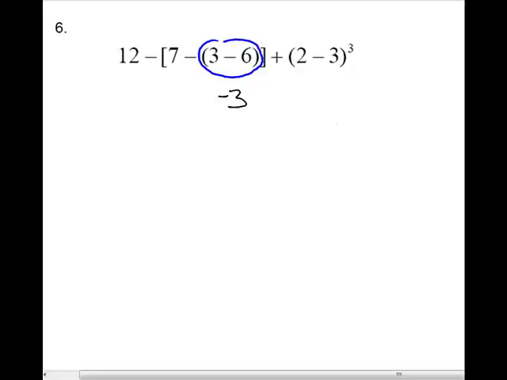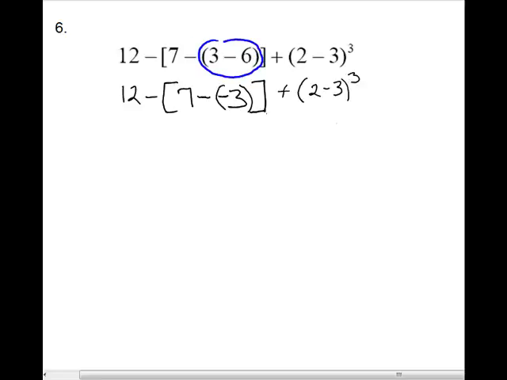Check around your parentheses. There's no exponent. There's nothing right here beside it. So you could take the parentheses off. We'll keep the bracket. Notice what else you have in there, though. You have 7 minus, and then you have this other minus 3. So we will go ahead and keep the parentheses just so the signs don't run together, and we'll bring down the rest.